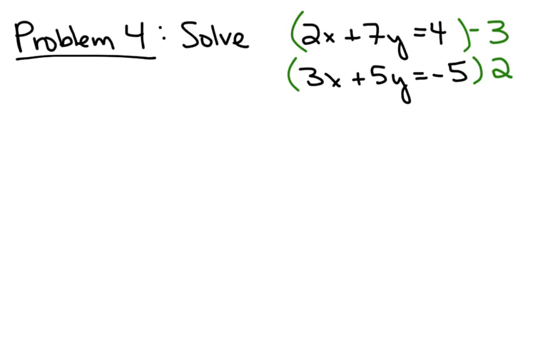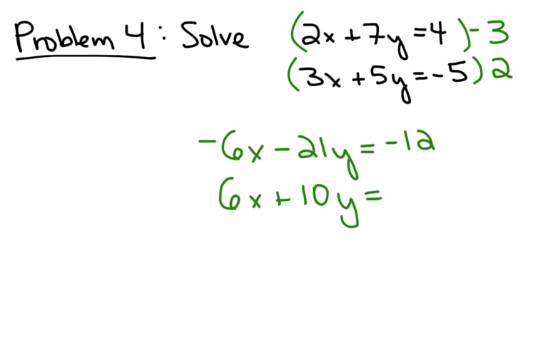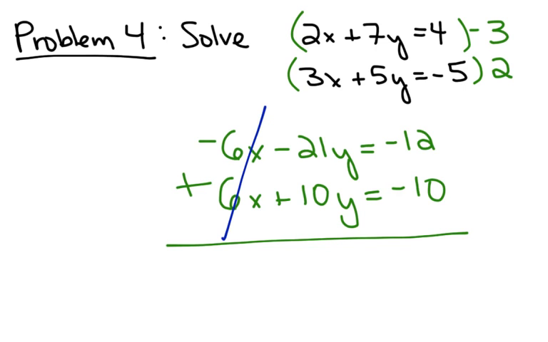I'm going to pick the top one. So I'm going to multiply the first equation by negative 3. I get negative 6x minus 21y equals negative 12. And I'm going to multiply the second equation by 2. I get 6x plus 10y equals negative 10. And now I want you to notice, when I go to add these together, the x's are opposites, so they cancel. Negative 21y plus 10y is negative 11y, which is equal to negative 22.